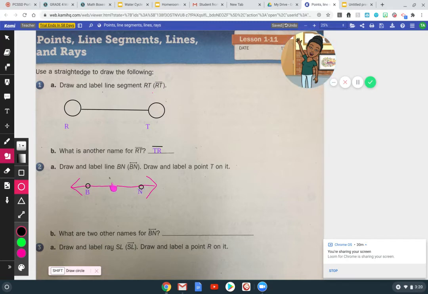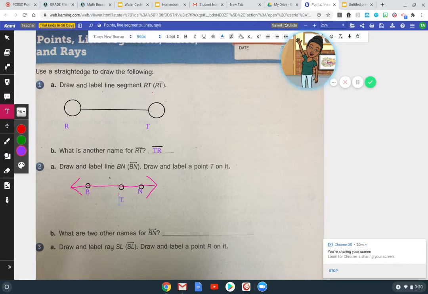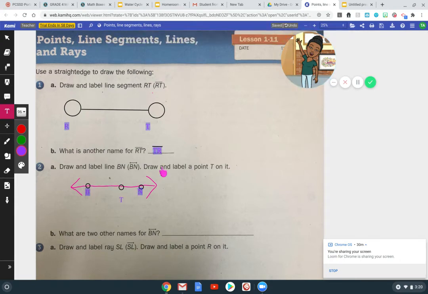but it doesn't stop there. Now we have to label a point T on it. That means we can put this point anywhere on our line. So I'm going to choose right here, and a point means another place on your line. And we have to label it T. So now I have a third point T.